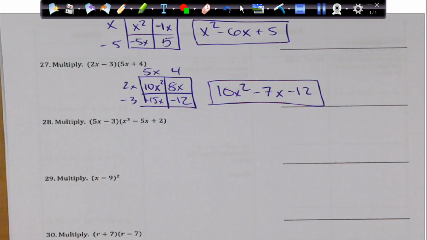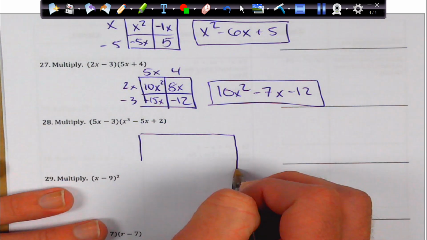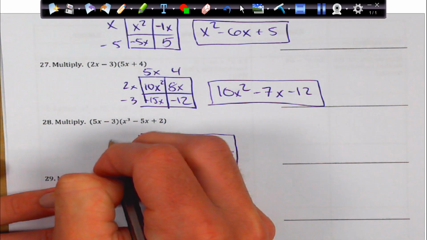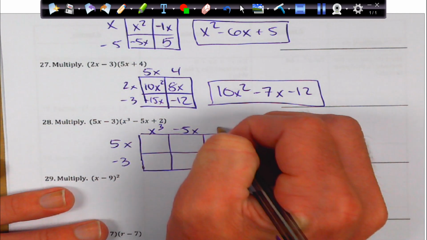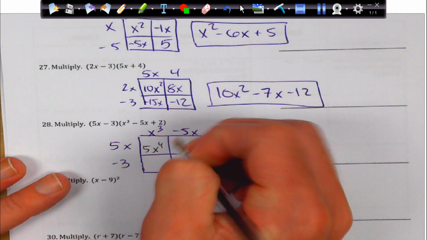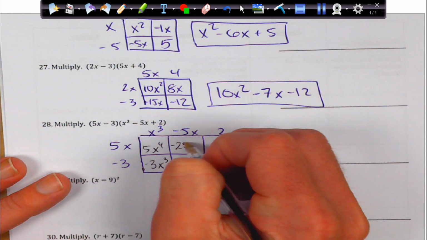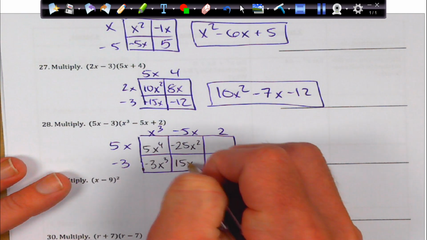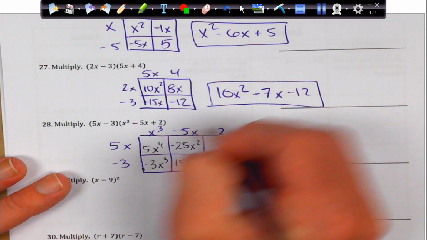Now, a binomial times a trinomial just means I have to draw a bigger box. That's pretty much it. And then we just do the same thing, just a little bit more combining like terms. So 5x minus 3, x cubed minus 5x, and 2. We'll go ahead and fill that in. That's going to become 5x to the fourth, negative 3x cubed. That's going to be negative 25x squared. That's going to be positive 15x. Negative 3 times 2 is going to give me negative 6, and that's going to be 10x.